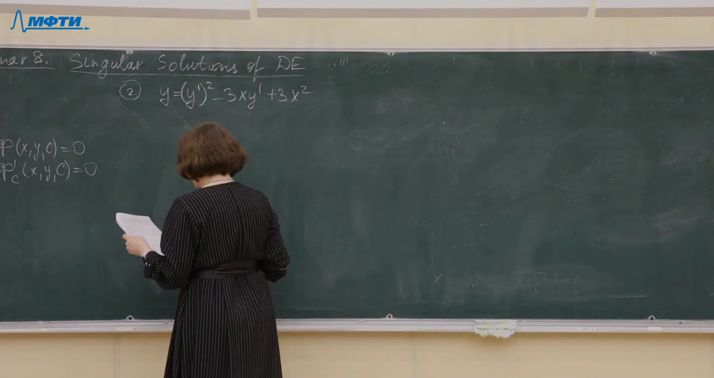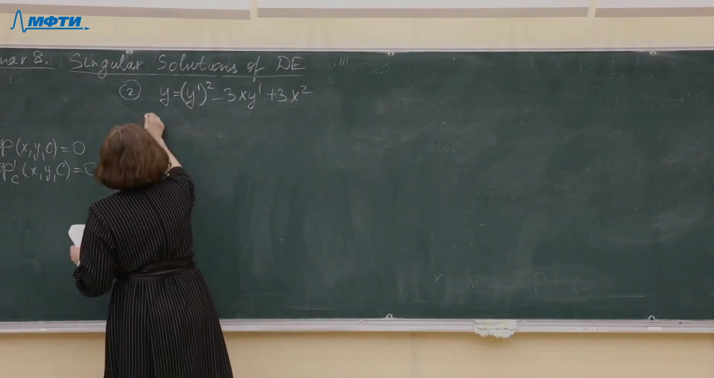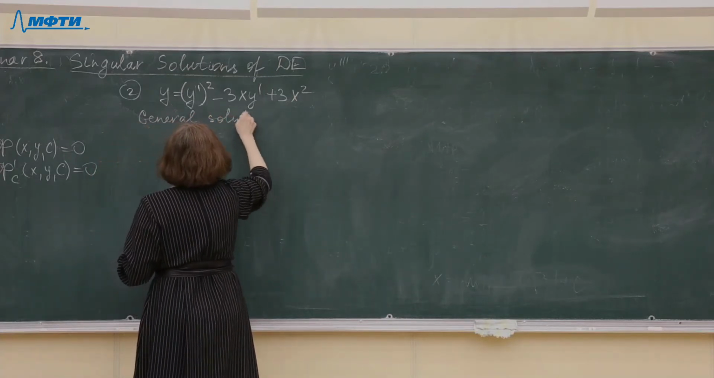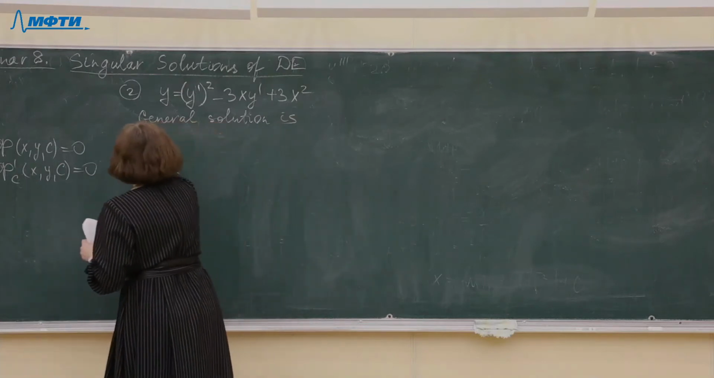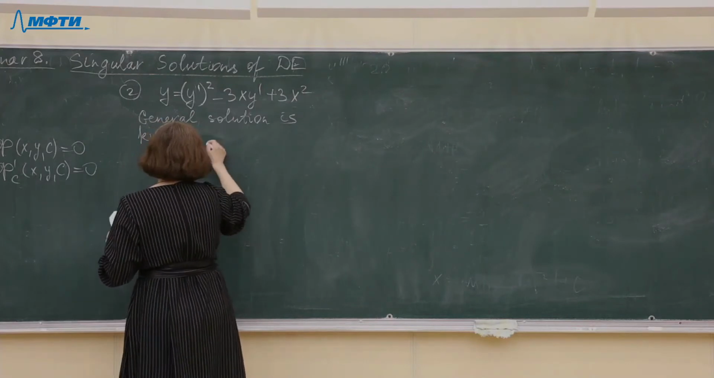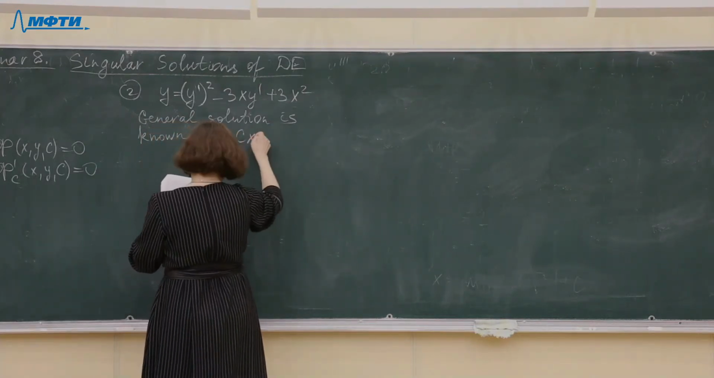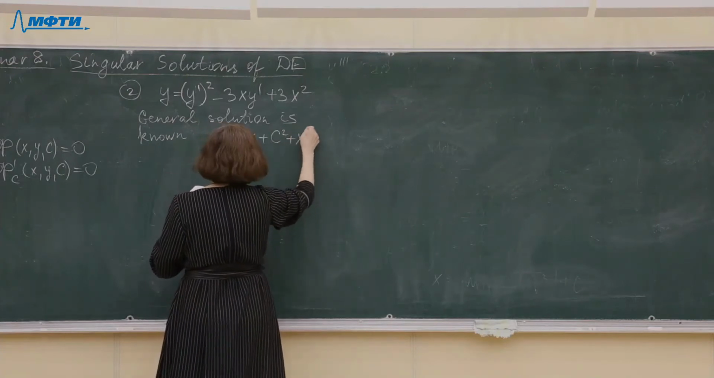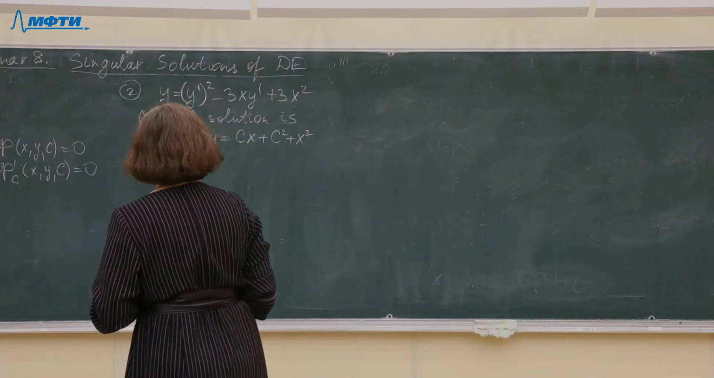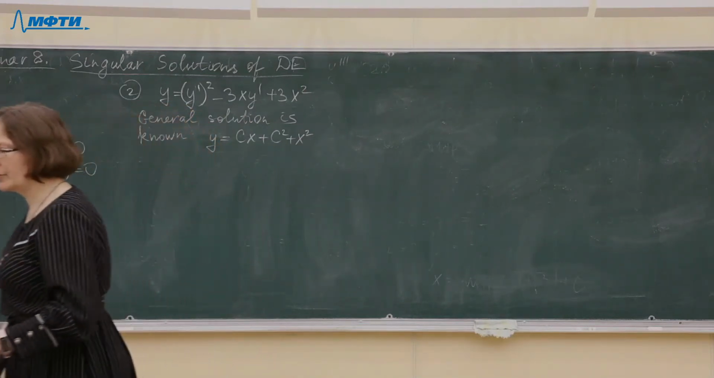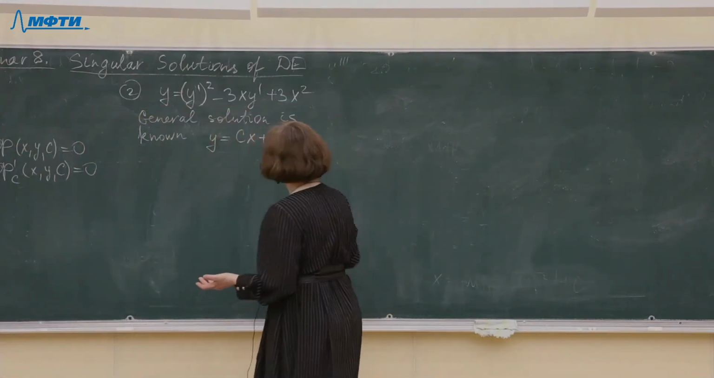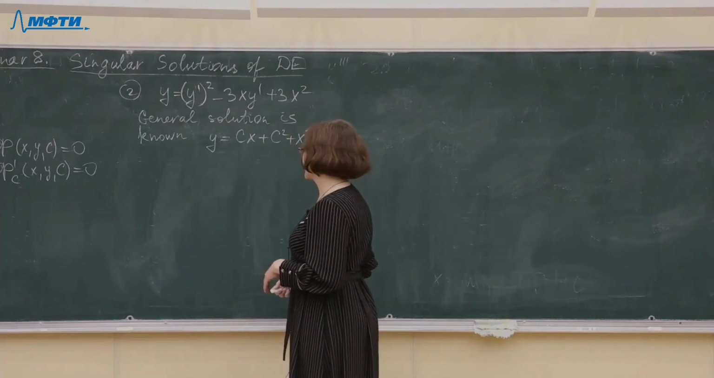And we are given the general solution of the equation. The general solution is known. It is equal to cx plus c squared plus x squared. Suppose we know the answer. It can be obtained, of course, using p substitution, introducing the parameter p. So suppose we know the answer, right?